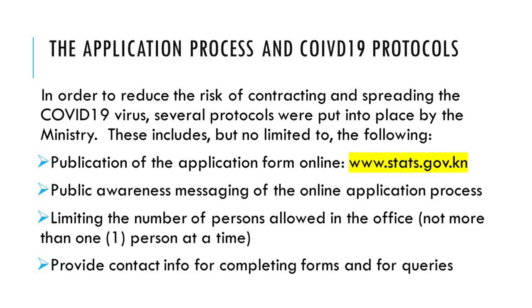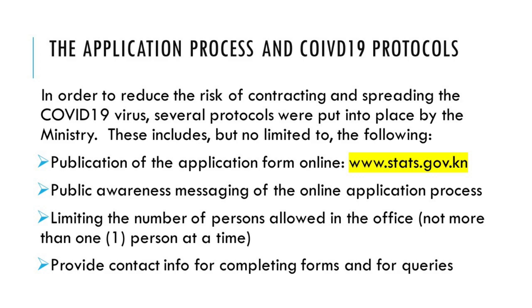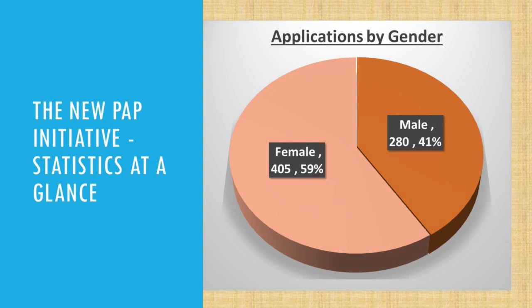We also provided contact information so that persons willing to complete the form or have queries about the process of completing the form could do so by contacting us via our telephone numbers. This is just a few precautions that we have taken. Also in our office, we have reduced our staff, practicing proper social distancing, with about 50% of the staff operating, working on this process.